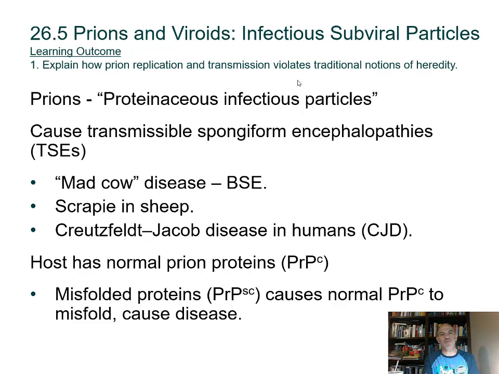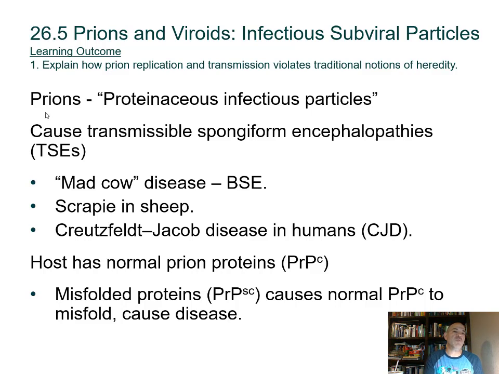In this section, we're going to look at prions and viroids, and these are going to be infectious particles that are smaller than viruses. And so for your learning outcome, you should be able to explain how a prion replicates, and transmission doesn't necessarily follow what we normally see as involving heredity, the way DNA is involved in heredity and transmitting genetic information from one generation to the next.